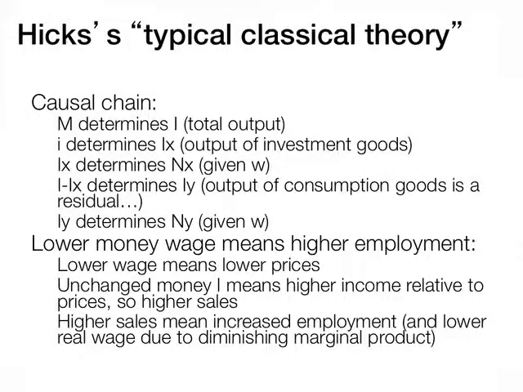Higher sales mean increased employment and a low real wage due to a diminishing marginal product. So actually, I was arguing last time that we should think about minimum wage policy. This is the classical theory, the typical classical theory of someone who believes in Say's law, the idea that supply creates its own demand and the price system allows you to adjust one thing to the other. What this is actually telling you, in a certain sense, is you shouldn't have minimum wages.